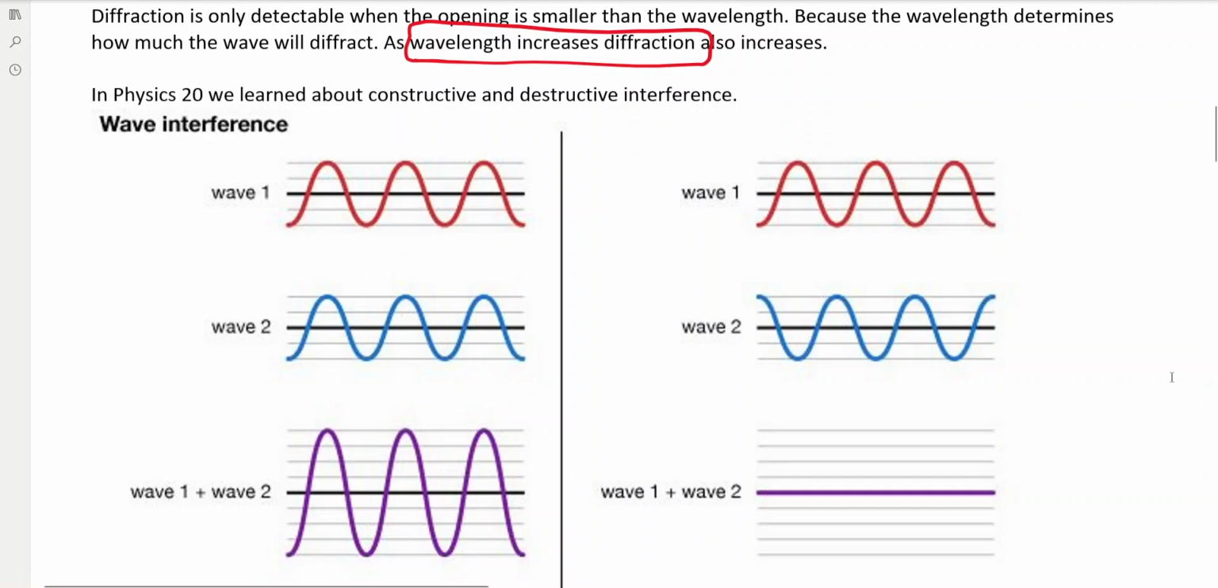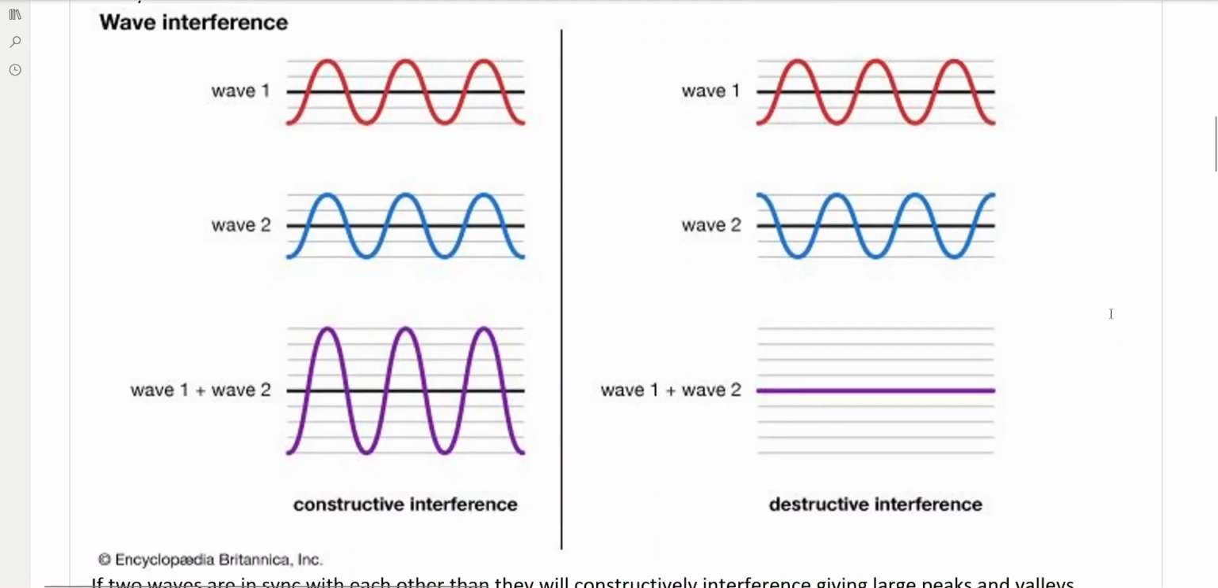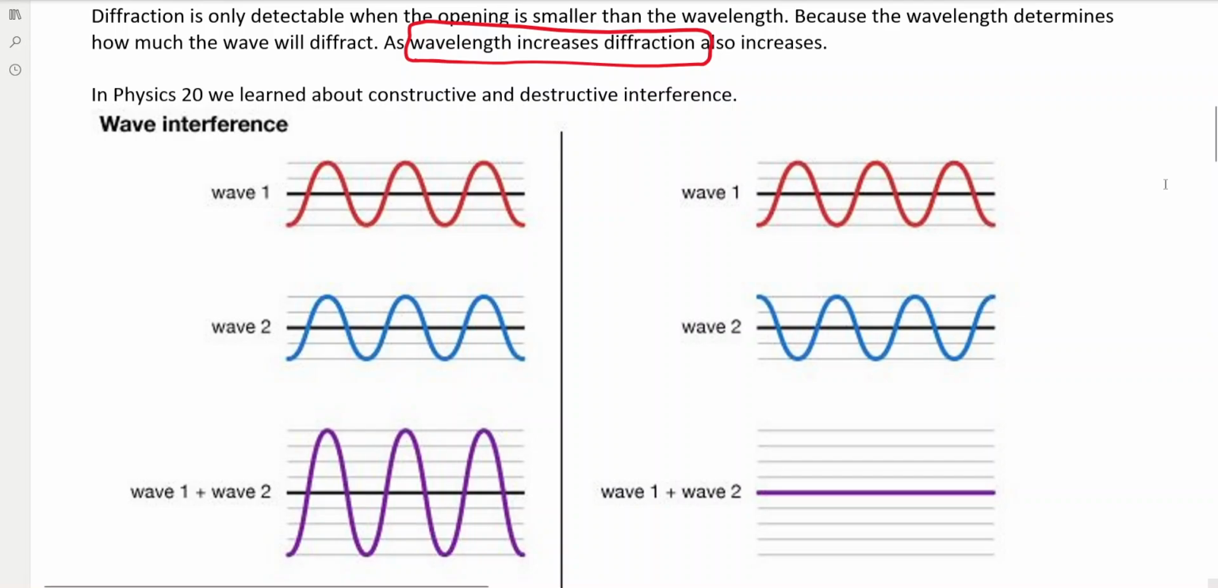In Physics 20, we learned about constructive and destructive interference. This is an important concept that we have to understand for waves before we can talk about light as a wave. If we have two waves, wave 1 and wave 2, and they both have peaks at the same time or position, then those peaks add up. This one had 2 and this one had 2, so it adds up to 4. Same thing with the valleys: if they line up, it's double the peak and double the valley.